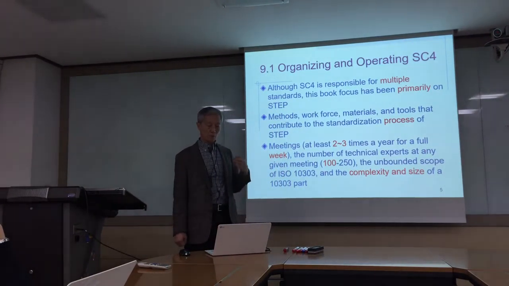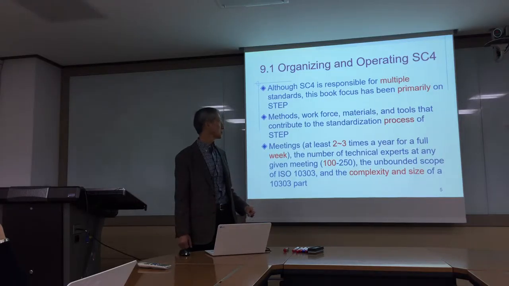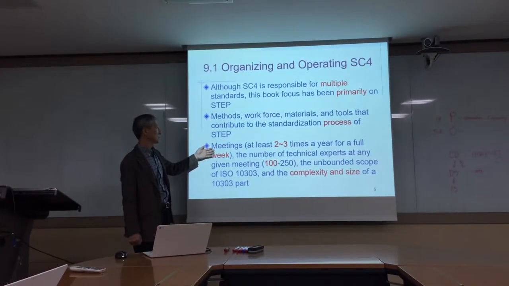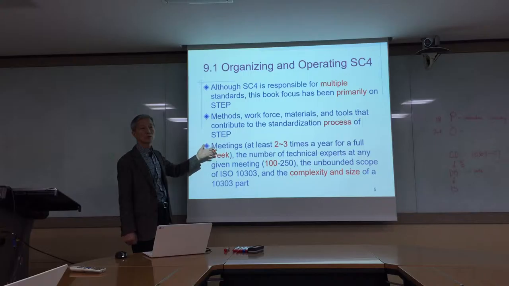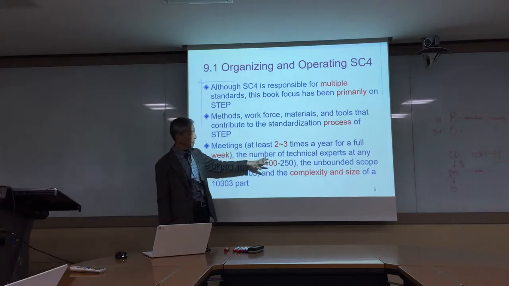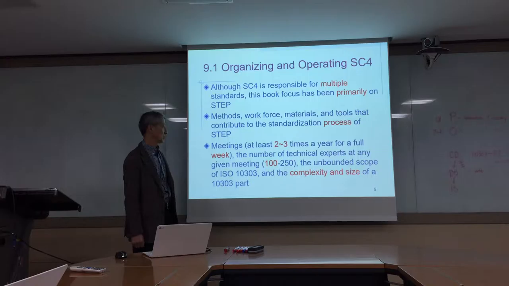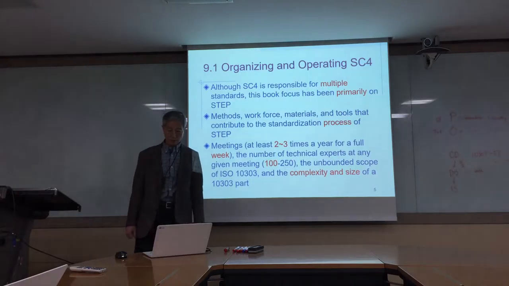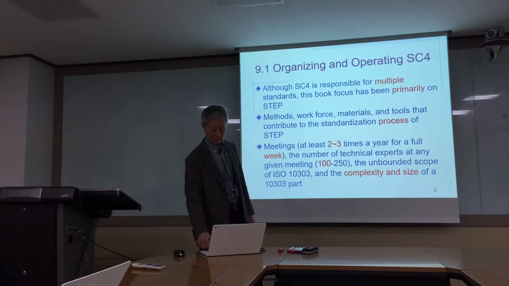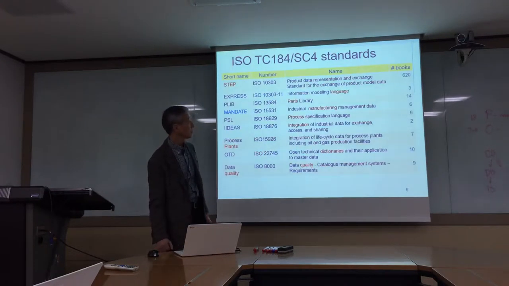And method, workforce, the human power, and materials, documents, and tools, software contribute to the standardization process, and meetings. In the old days, there were four meetings per year. Now it is reduced to two times per year. So we went to Seattle last October, right? Soonjo and myself. The next meeting will be in Oslo, Norway, in spring. And then next autumn will be Jeju Island in Korea. And attendance is also reducing, nowadays about 100 people participate in the meeting. And scope and complexity and size, I'd say it's 600. So here is the current situation.